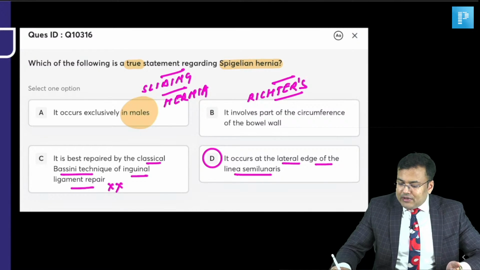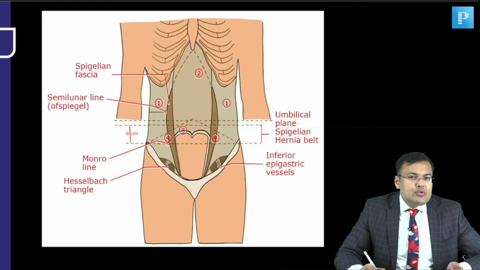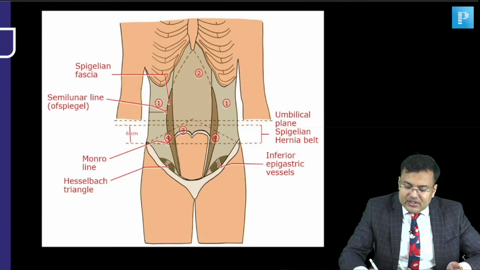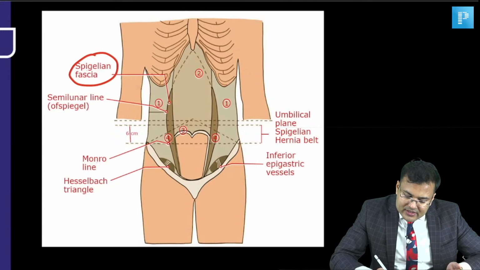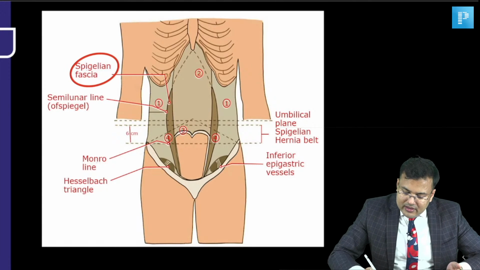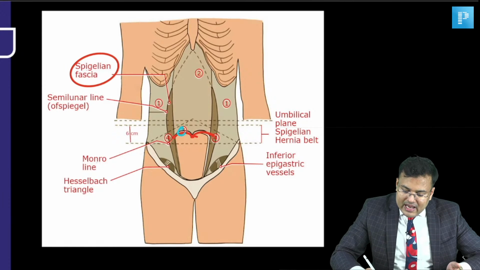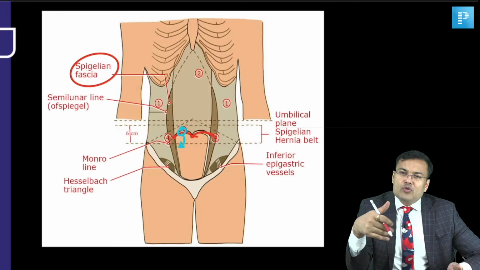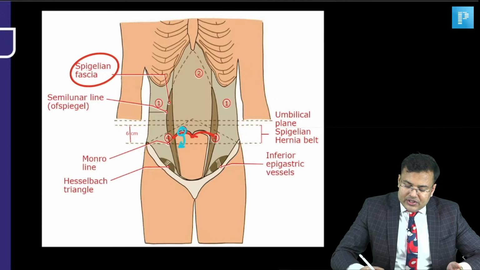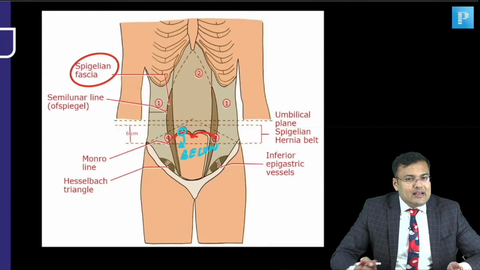Clear? So first see what is spigelian hernia. In this image you can see there is herniation through spigelian fascia. What is the location, guys? It is herniation through this spigelian fascia. You can see this is the arcuate line. So what is the location? It is located at or below the arcuate line. In Bailey it is wrongly written that it is located above the arcuate line. What is the location? At or below the arcuate line.